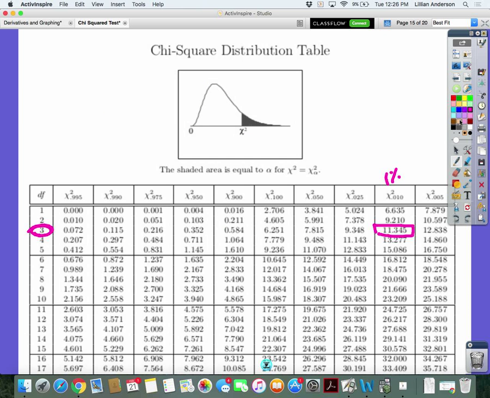Now at a 5% level, let's figure out the critical value. We still use our degrees of freedom, which is 3. And we're going to go to the 5% column, which is where? Right there. There's your 5% column. So you basically go to see where they intersect. Here, and they go along that way. So 7.815.